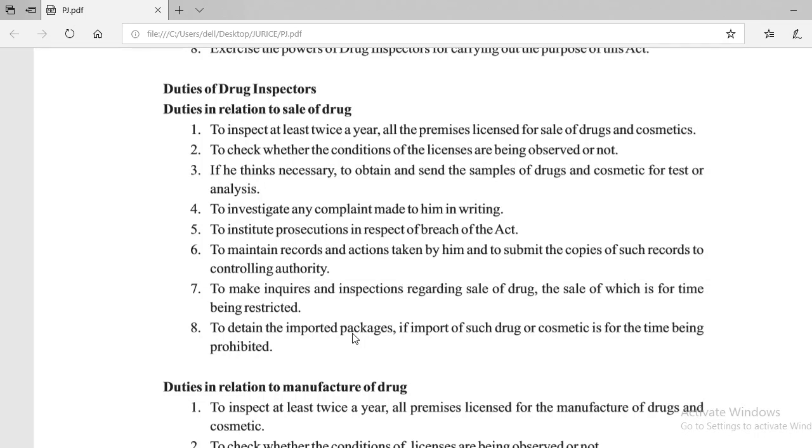It is a duty of drug inspector to see whether those conditions are being fulfilled or not throughout the period where the person is selling or manufacturing, or not manufacturing but selling and buying and importing, exporting the drugs. Okay, then if he thinks necessary, to obtain and send the samples of drug and cosmetic for test or analysis, yes, this is also in his power.